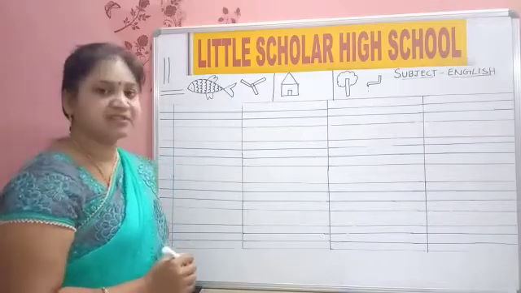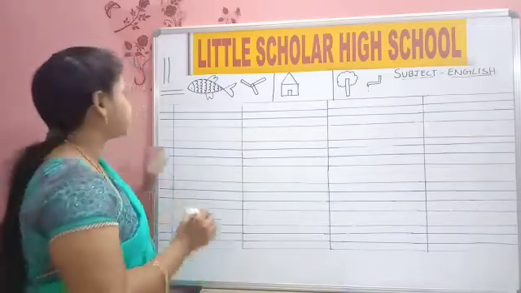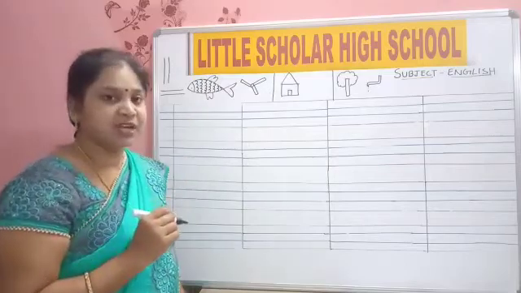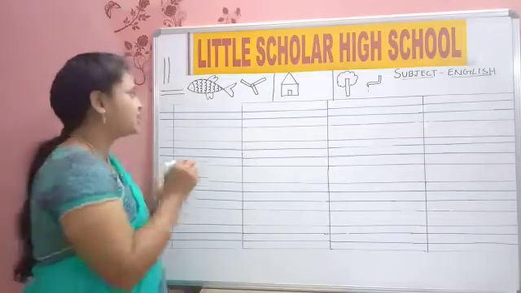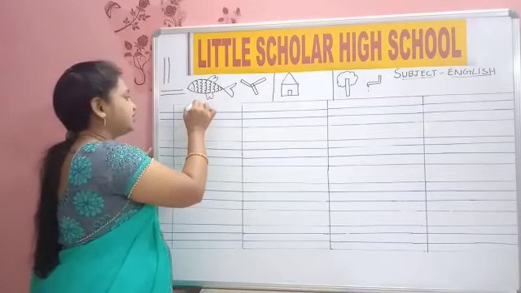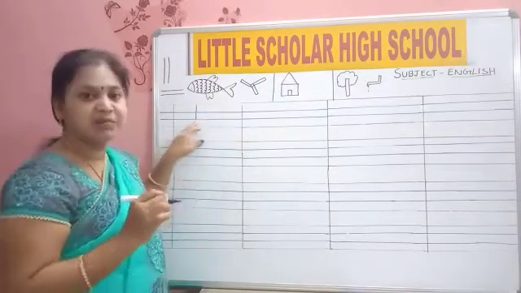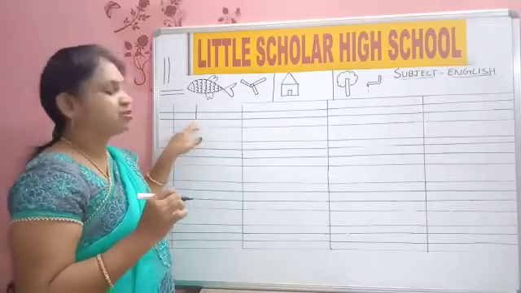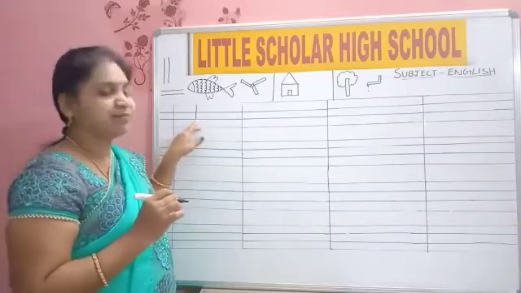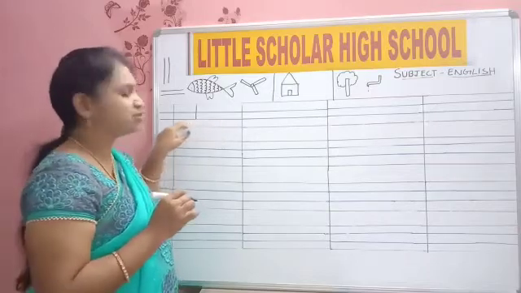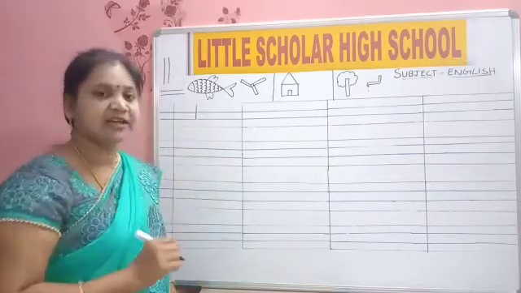How to write F? See the board carefully. You will start from the red line. From where will you start writing? You will touch the red line and come down to the second blue line. You will not write in this fourth line. You should write in 3 lines only.